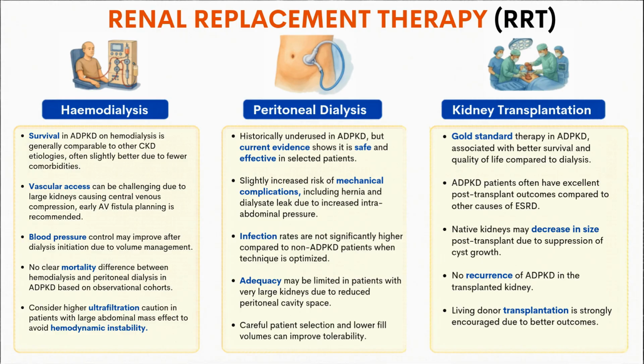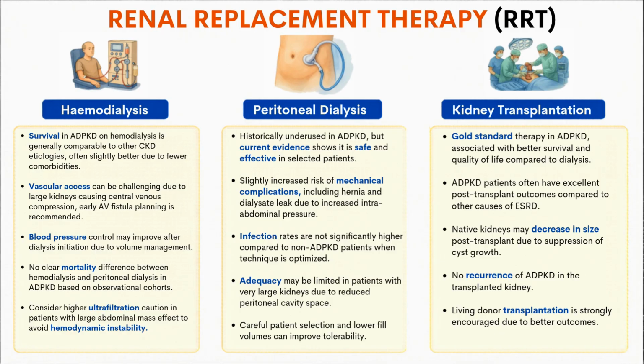Starting with hemodialysis, survival in ADPKD patients is generally comparable to other causes of chronic kidney disease, and in some cases even slightly better, likely due to fewer comorbidities. However, vascular access can be particularly challenging because the massively enlarged kidneys may compress central veins, so early planning for AV fistula is absolutely critical.